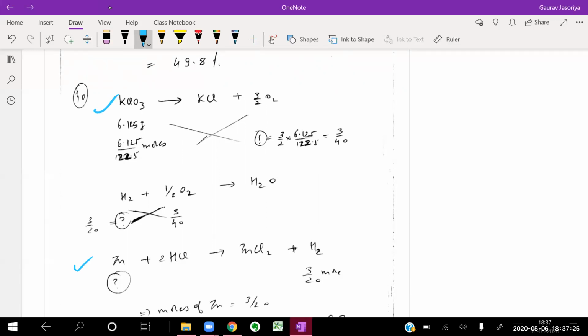And based on the mass you get the moles, and based on the mole analysis you get the moles of O2. Now looking at this reaction where H2 and O2 react, again the 3/40 moles of O2 require how much of H2?